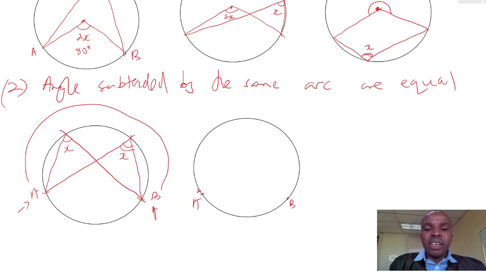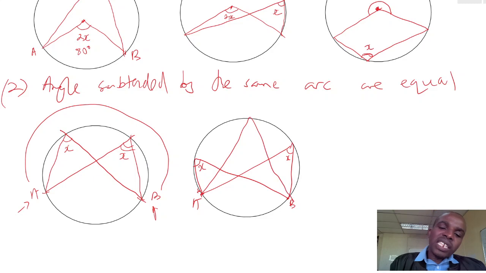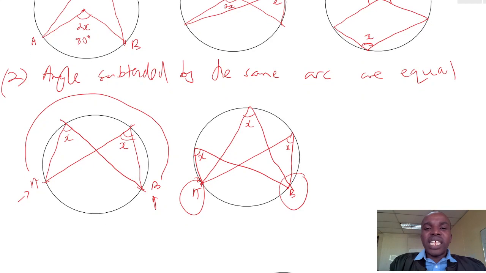This one is A and B. This angle, I can call it X. Then I can have this angle, I can call it X. Then this angle. It doesn't matter how many angles there are. But all these angles, as long as they are coming from the same points A and B, they are said to be the same.